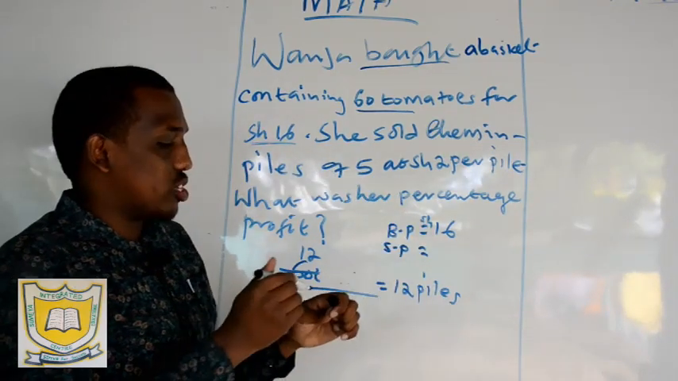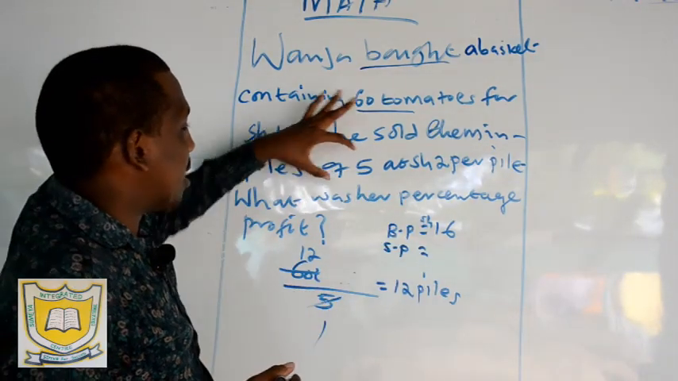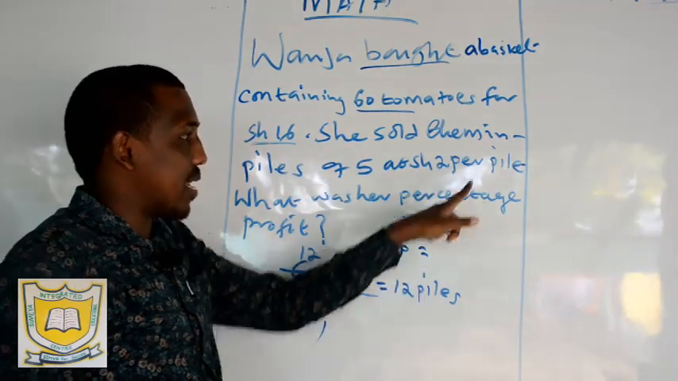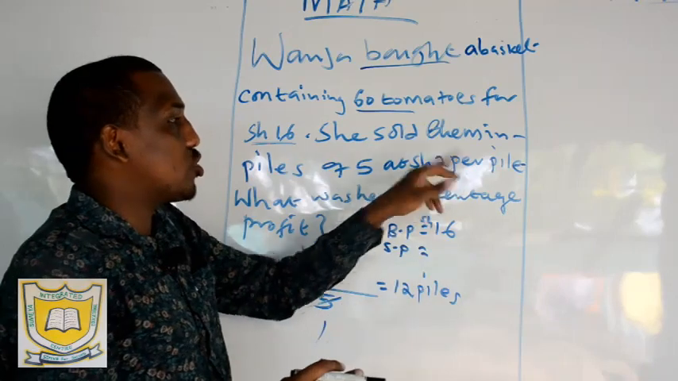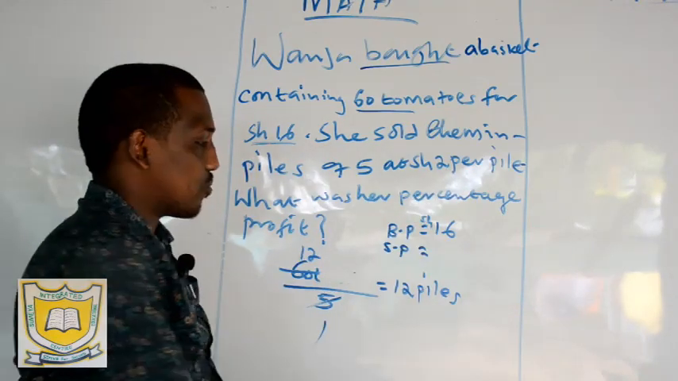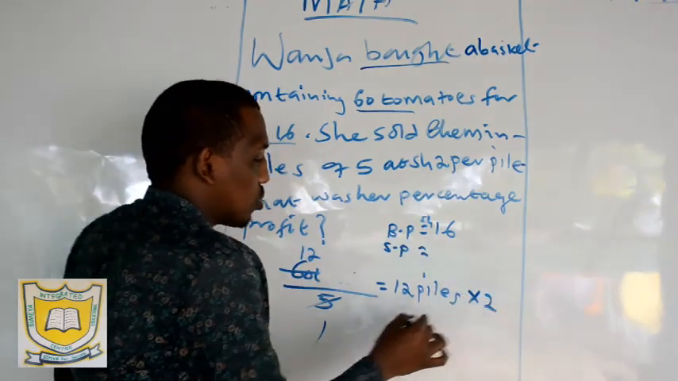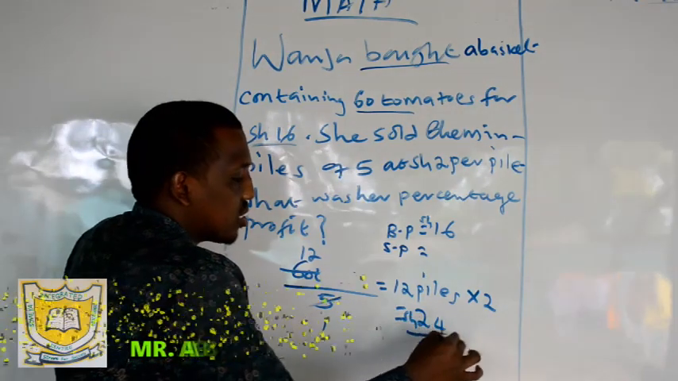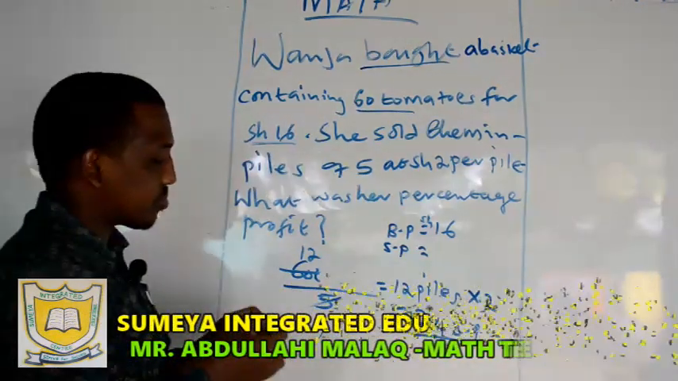Then you are told he sold them in piles of 5 at shillings 2 per pile. One pile is shillings 2, and there were 12 piles. What do we do now? Times 2, which is equal to 24 shillings. So this is now the selling price.